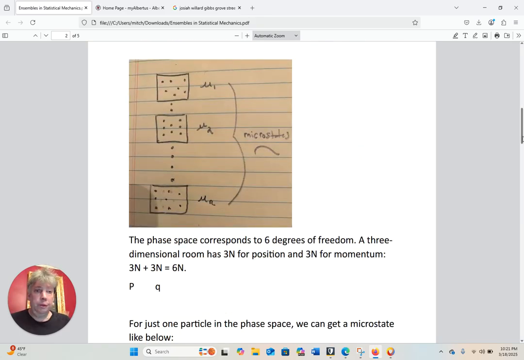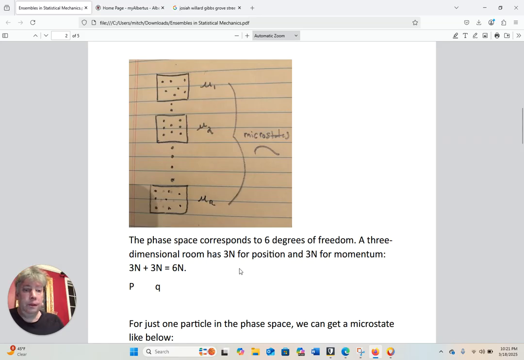So for example, here we might have this microstate where we have this particular arrangement of molecules in the room. And then we might be over here and we might have this next microstate. And then finally we might have this microstate UN.